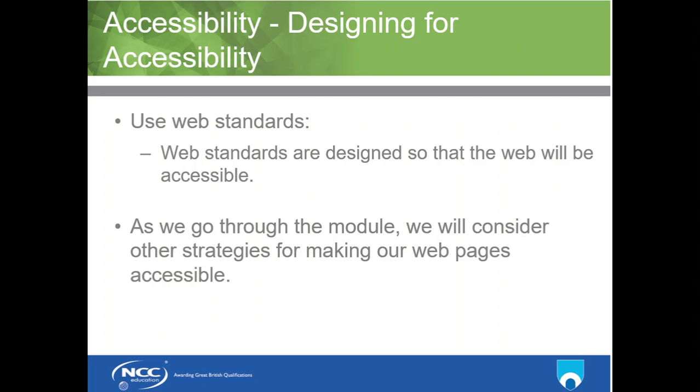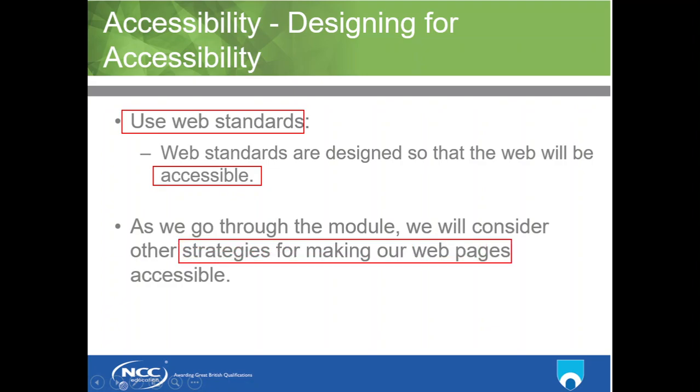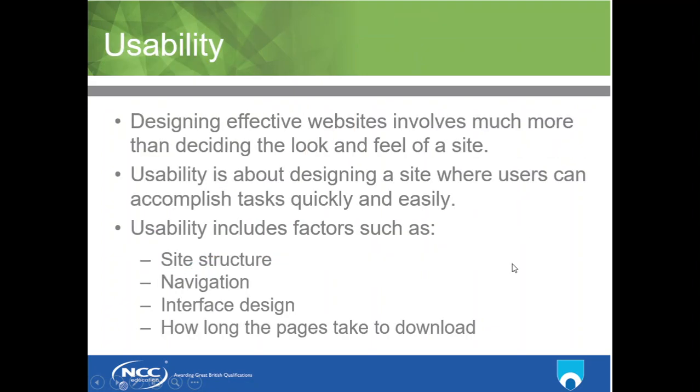Okay, so strategies for designing accessible websites. Number one, follow web standards. When you use web standards, then the website is going to be more accessible. So as we go through the module, we'll consider some strategies for making web pages accessible. We're going to be looking at some tags that you can use to make your web pages accessible.